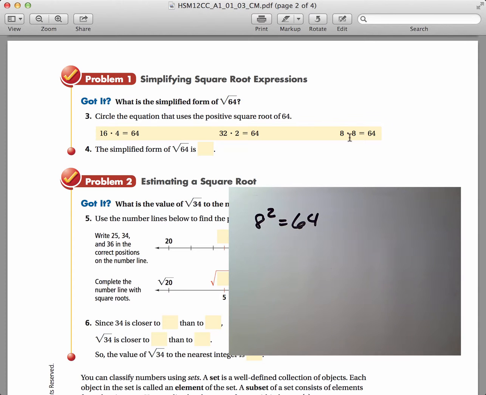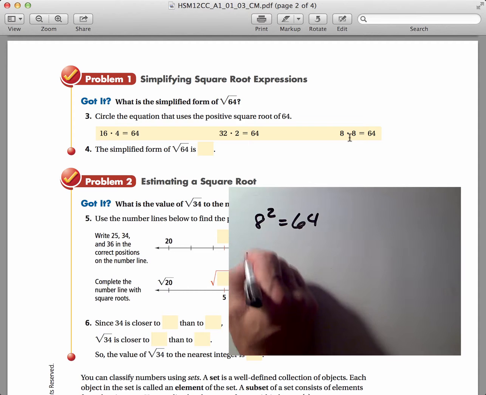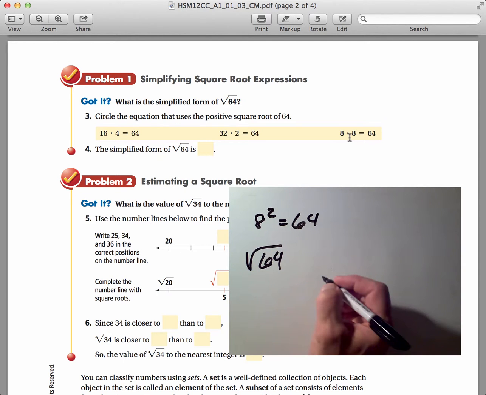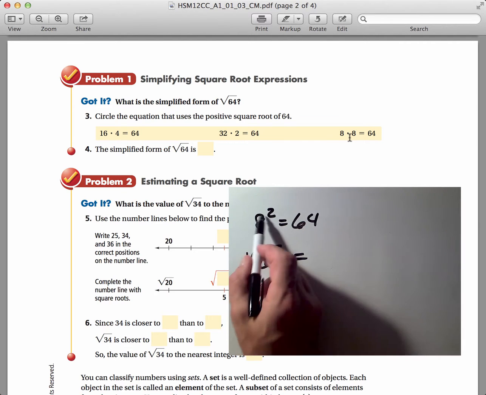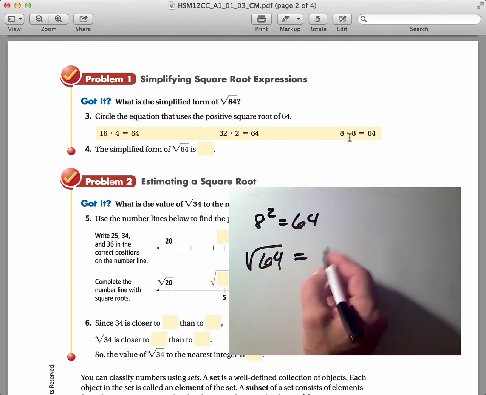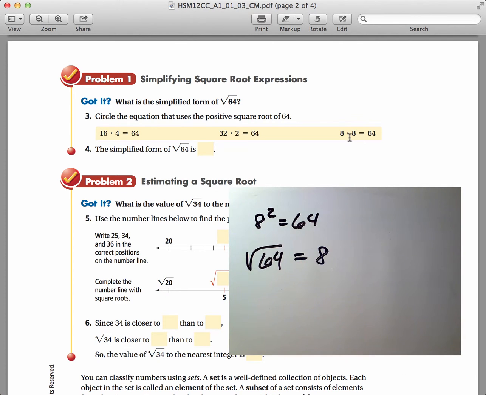Number 4 asks us, what is the simplified form of the square root of 64? Well, what is the simplified form? It's this number right here. This base becomes the square root of 64.